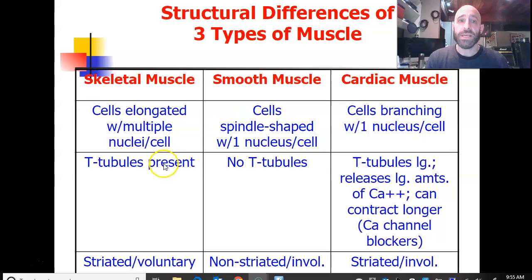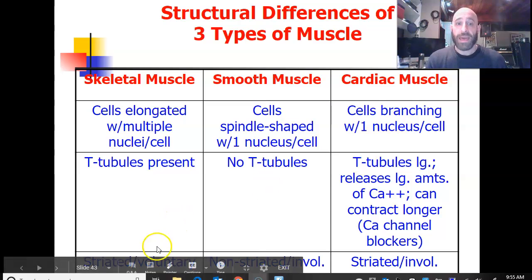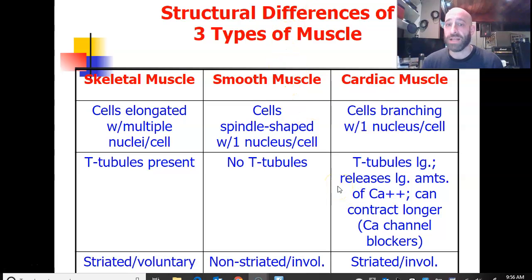So again, T-tubules are going to be in skeletal muscle, no T-tubules in smooth muscle, and then large T-tubules in cardiac muscle with an excess amount of calcium because that muscle needs a lot of calcium to function. And then lastly on this slide, we have this terminology we talked about before of striated versus non-striated and voluntary versus involuntary. Remember, striations come from sarcomeres. It's that A band and the I band that make a muscle striated.